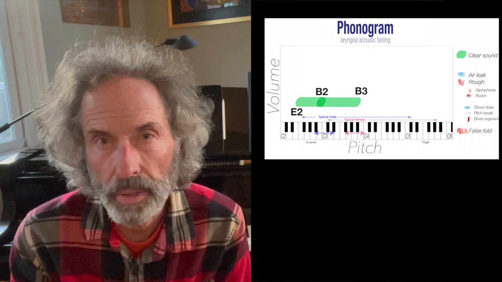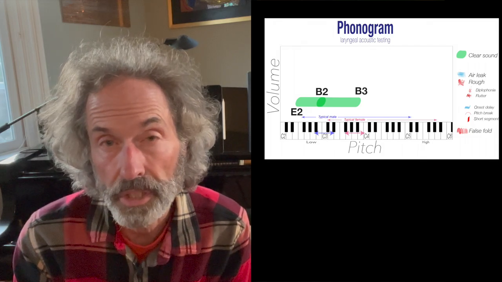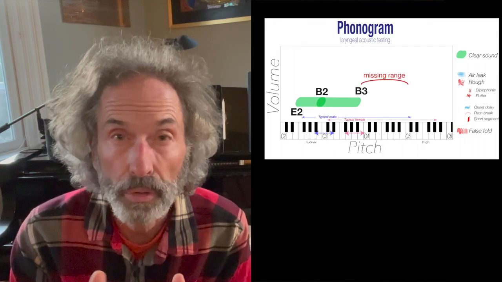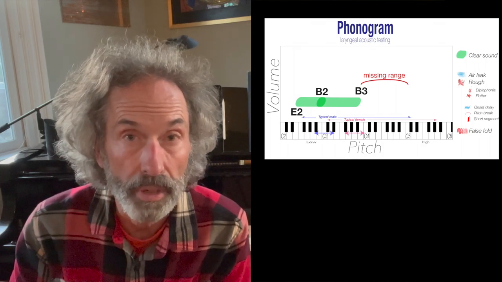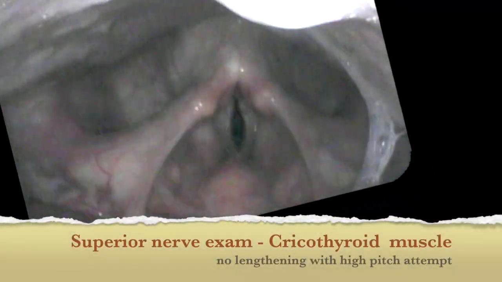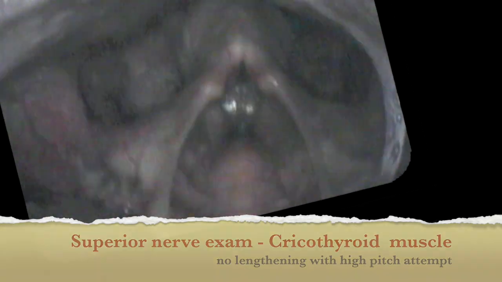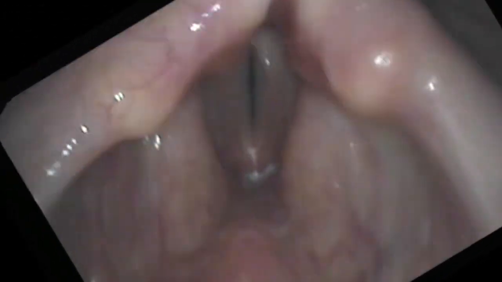And when we evaluate this vocal range, we can see it's about half of a typical male vocal range. He has, in fact, lost the upper end. Now let's try the vocal task of gliding up to his highest pitch possible. Let's watch again, slowing the motion down.